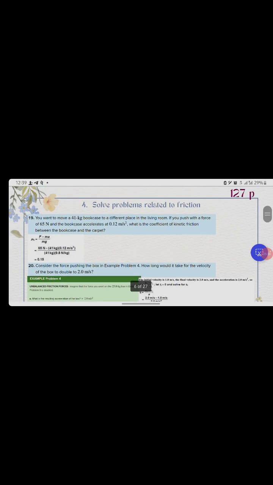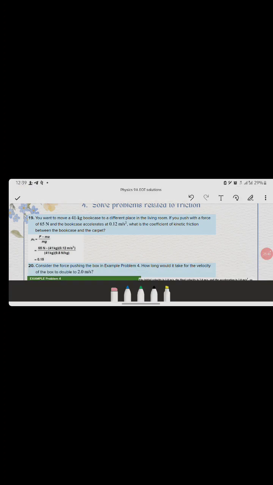Now question number 4. Solve problems related to friction. In this question, you can see they are saying you want to move a 41 kilogram bookcase to a different place in the living room. If you push with a force of 65 Newton and the bookcase accelerates at 0.12 meter per second square, what is the coefficient of kinetic friction between the bookcase and the carpet?